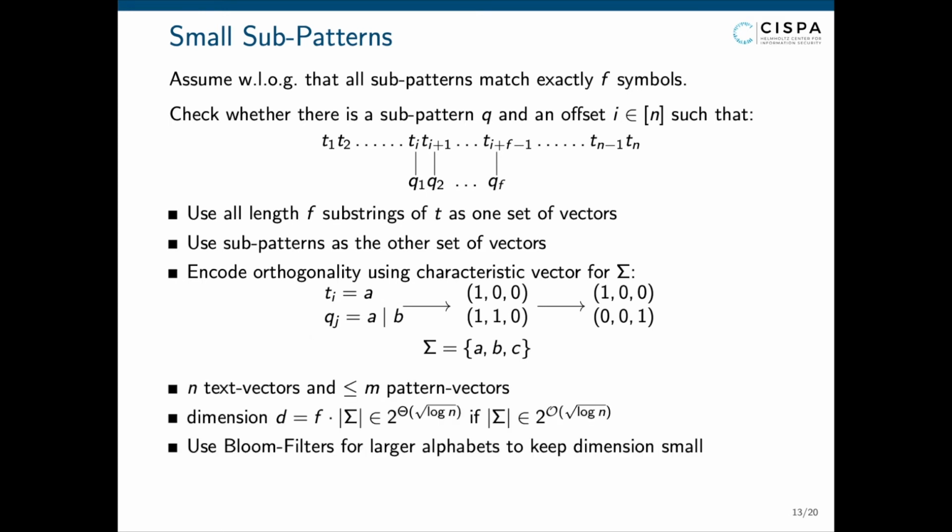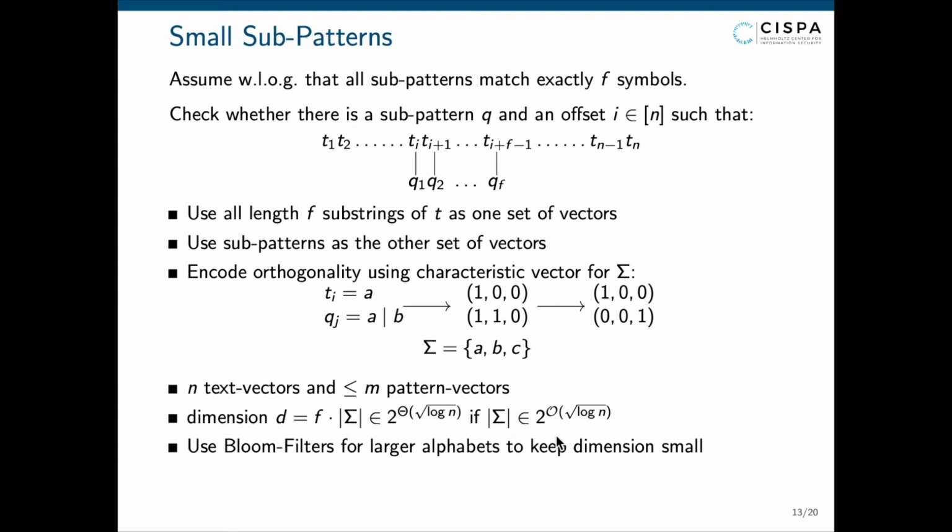So what do we have? We finally have n text vectors and at most m pattern vectors, because there are at most m patterns. As we know, each pattern matches at most f symbols and our texts are of length f. We have a dimension of f times the size of sigma.